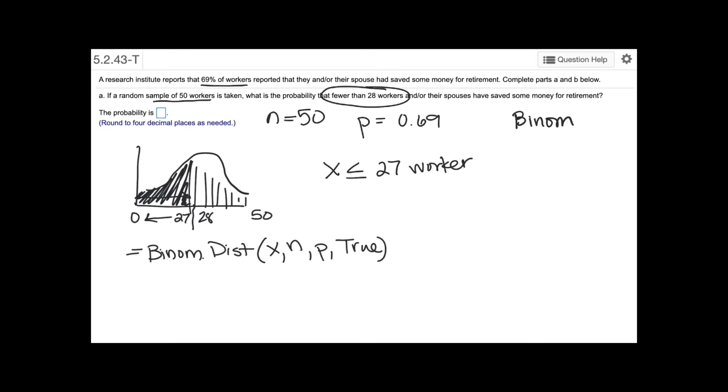It's just another way of saying the same thing, that this is also saying less than 28 workers. And so that's why we have to modify the x in order to properly put it into our formula here. So I would plug in 27, my 50, and then my probability, which is the 0.69. And then plug all that into Excel, and I will get my answer that way.